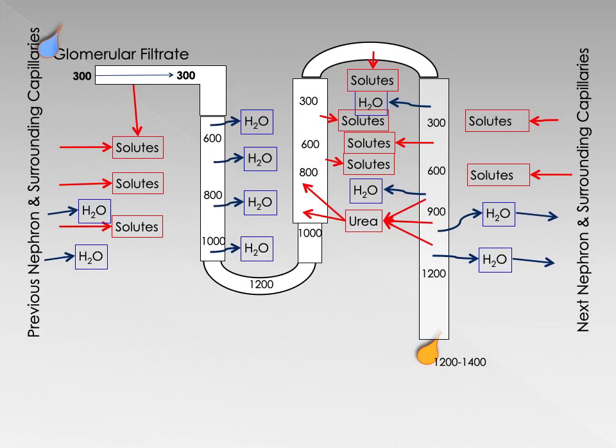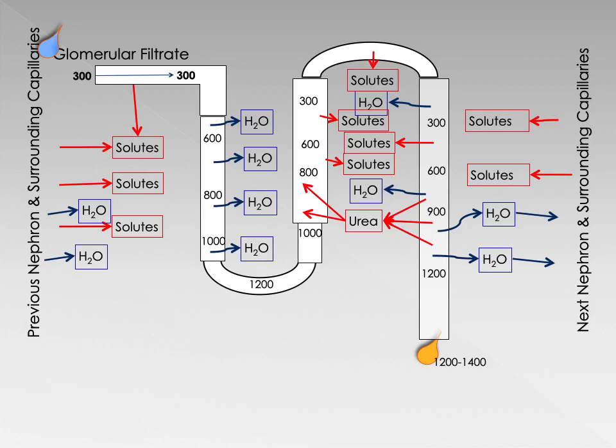As we exit the descending limb, we are unable to have water movement. So the only ability to have a concentration or a dilution of the filtrate is through active pumping of ions, in particular sodium and chloride, through the ascending limb. If we notice, as we come down the descending limb, we get more concentrated, the numbers increase. As we head up the ascending limb, we become more dilute, we get a reduction in the concentration of the filtrate, the numbers get smaller.